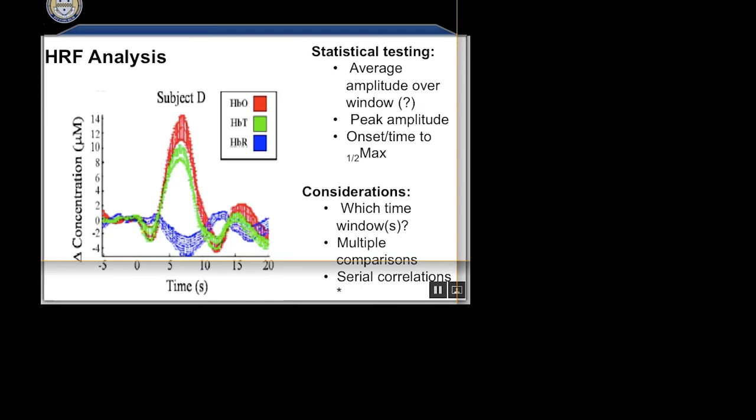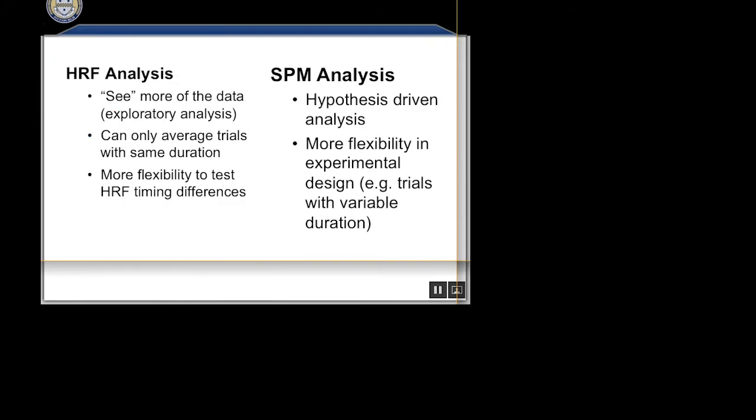Actually, I don't have the slide I was looking for, but I'll go to this. So with the HRF analysis, you get to see more of the data. It's more exploratory, but you have this maybe user bias: unless you predefine your windows, you might be tempted to change your hypothesis. It's more flexible in that sense, to test different things, like is the timing different between my two populations. The other problem with HRF analysis is you can only average things with the same duration, right?